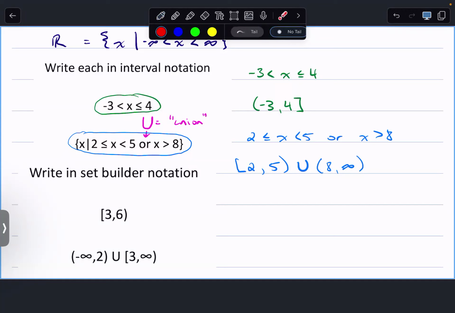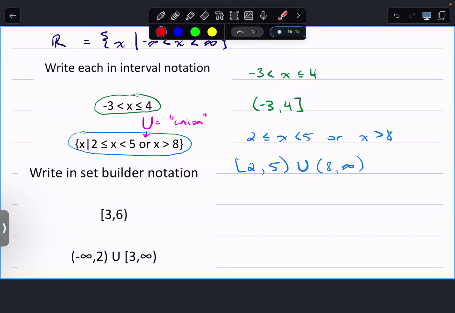So the first one's not too bad, right? Just make sure you use your round brackets and your square brackets appropriately and list them from smallest to largest, of course, but that's how they're given anyways. And then the second one is the sneaky one, right? Because first we're told that x is between 2 and 5, inclusive of 2, so I use the square bracket, and exclusive of 5, so I use the round bracket. And then we've got the or, so I'm going to use the union, right? Get used to seeing the union, but you can just read it as or.